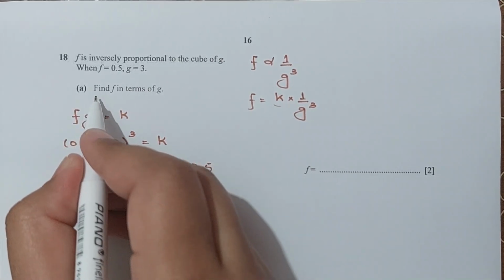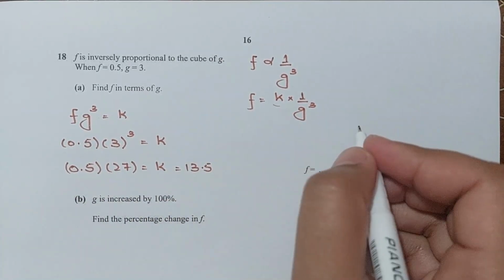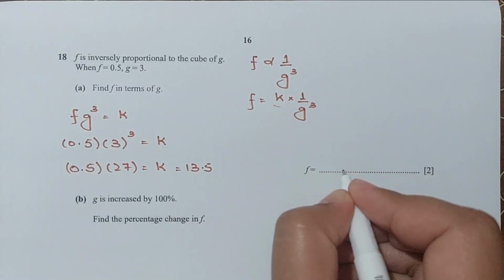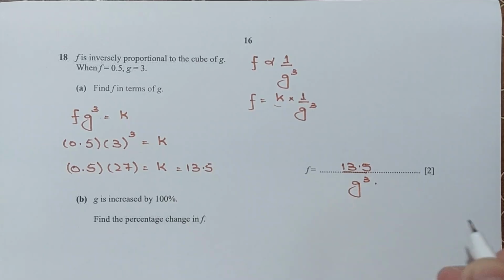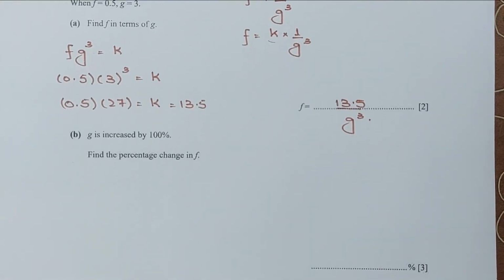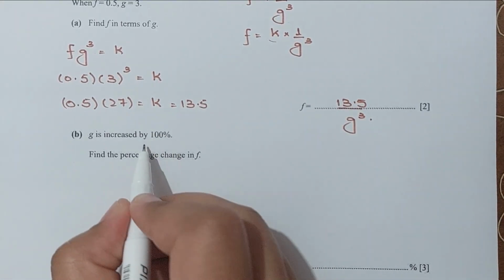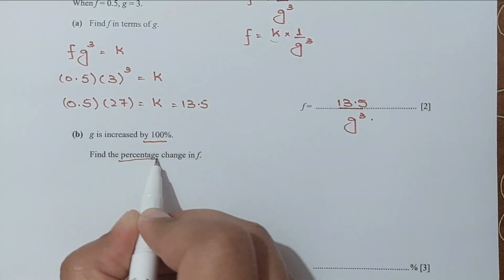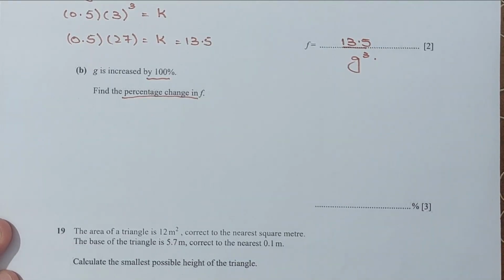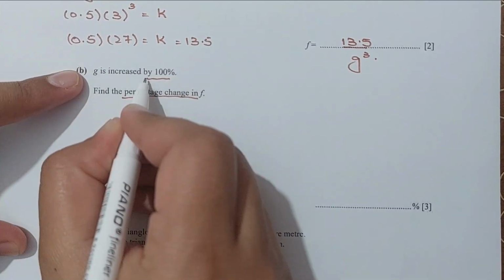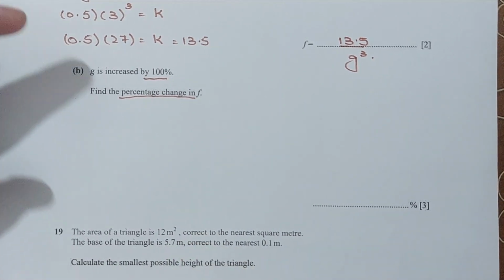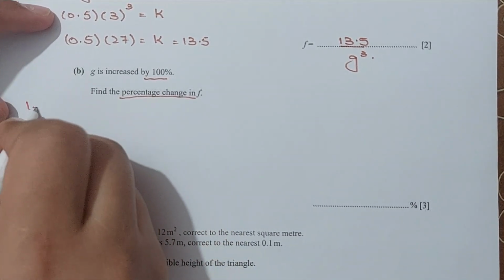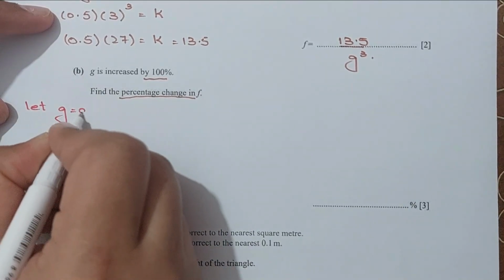Now for part A, find f in terms of g. So f in terms of g is f equals k value, which is 13.5 divided by g cube. This is f in terms of g. Now for part B, g is increased by 100%. Find the percentage change in f. As we have given that g is increased by 100%, it means if g value is some a, then 2a, 3a, 4a, so it is increased by 100%. So we can suppose that g equals a.